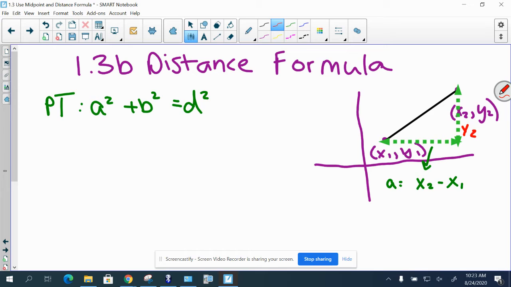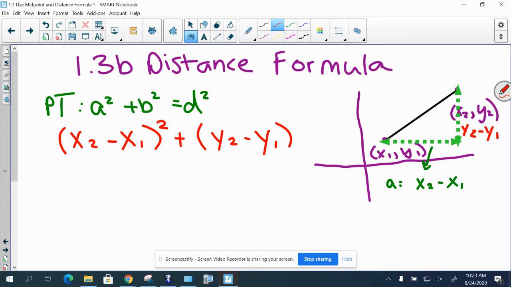So y2 minus y1. Now to discover the distance formula, we take the Pythagorean theorem and we use the coordinates that I just marked here. So instead of a, we're going to use x2 minus x1. Put it in parentheses though, because the whole thing is being squared. And then plus b, which is y2 minus y1 squared. And then that is equal to d squared.